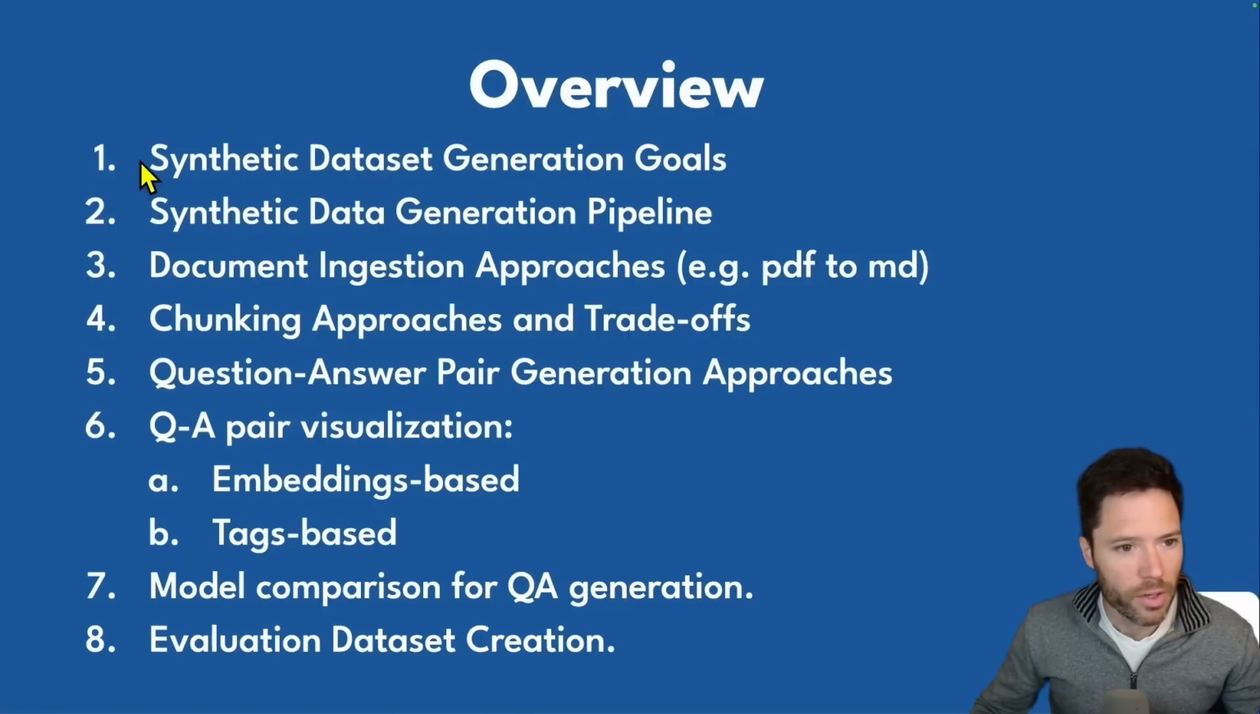I want to talk about the goals for generating data, what it means to generate high-quality synthetic data. I'll walk through the pipeline, just a graphic showing you the various stages, and then I'll talk about each of those stages. So document ingestion, I want to show you the performance of different approaches to conversion of PDFs to markdown. I'll talk about chunking approaches and the trade-offs there. Question answer pair generation approaches.